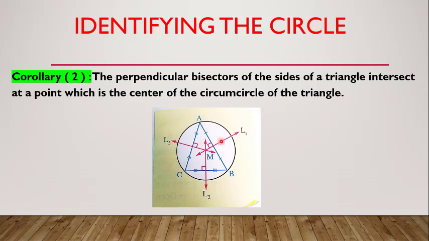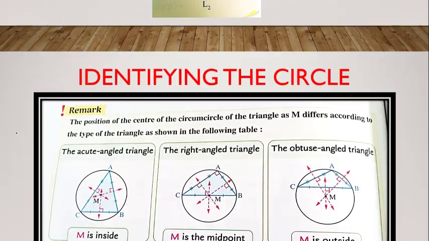As you can notice, the perpendicular bisector is the axis of symmetry. So if we draw the axis of symmetry of each side of a triangle, the three axes of symmetry will intersect at a point. This point is the center of the circumcircle of this triangle.